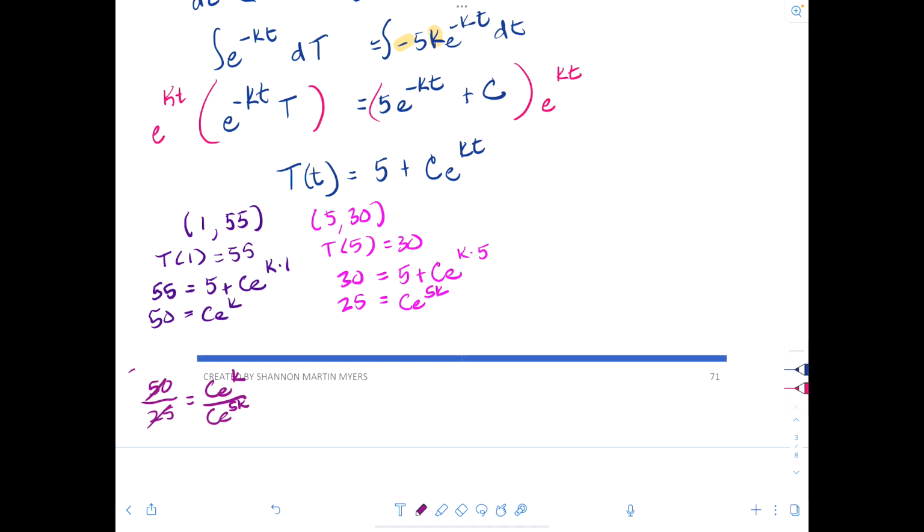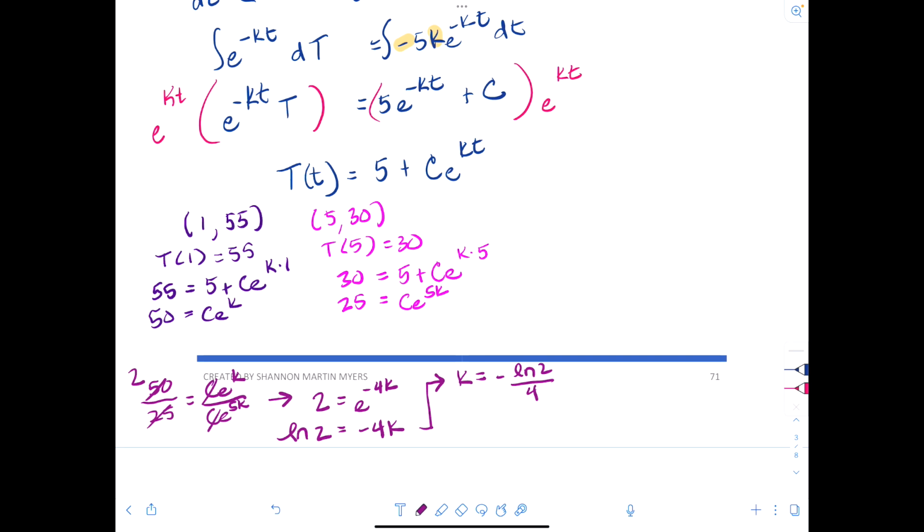So these divide out to be 2. The C's divide out, and I will get 2 is equal to e to the negative 4K. And natural log 2 would equal natural log e to the negative 4K, which will just be negative 4K. And isolating K, we have negative natural log 2 over 4. Cool so far?